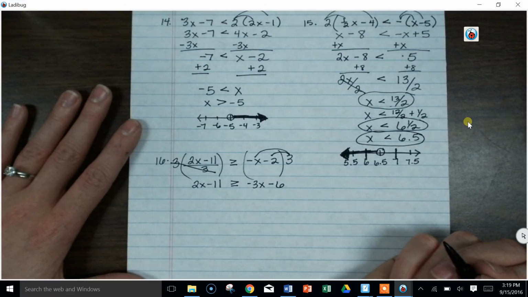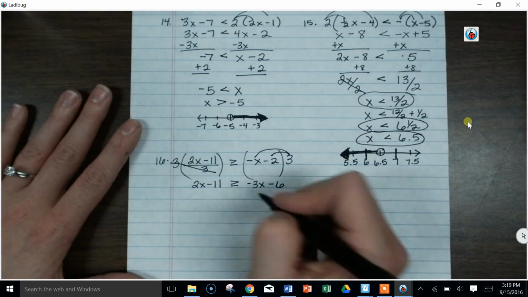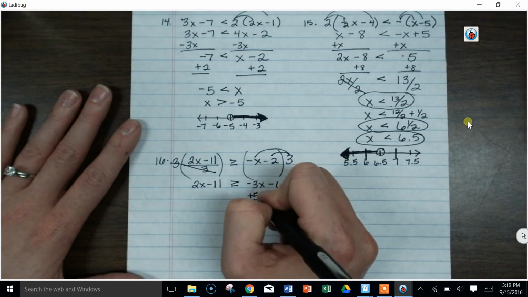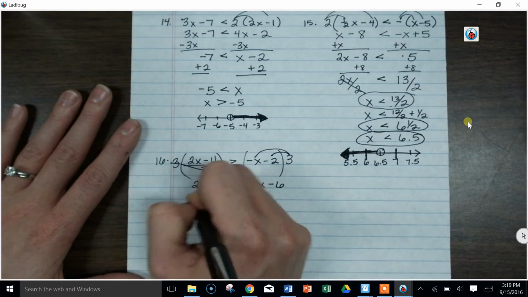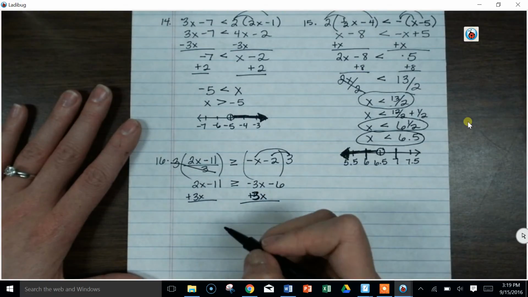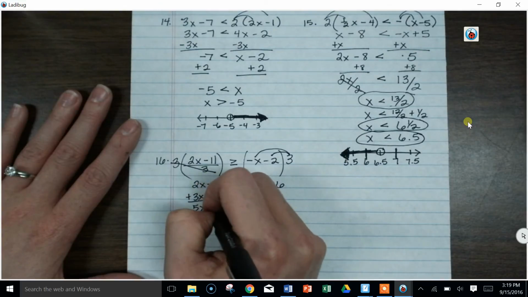I have a variable on both sides. That's the smaller coefficient. That's what I want to move by doing the opposite. So I'm going to add 3x to both sides. 2x plus 3x is 5x. Bring down the negative 11.